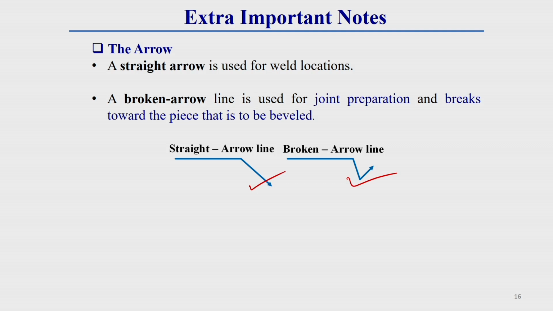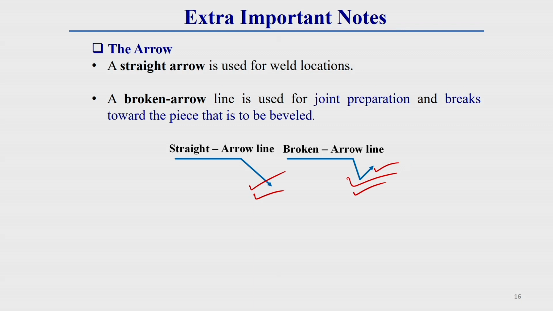That means, in the welding location where we have to do the welding, we provide this type of straight arrow. But a broken arrow is generally used for joint preparation, and this broken line breaks toward the piece that is to be beveled. That means this broken direction should be toward the piece where we have to make the angular preparation, or the beveling operation. That side generally the broken arrow will go.